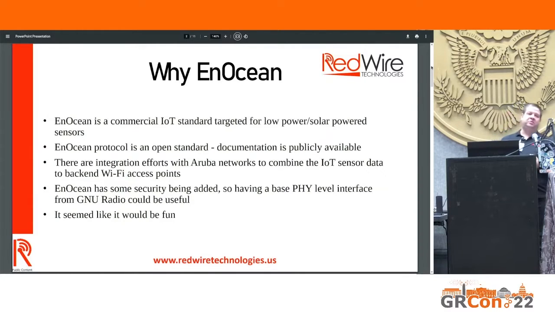The other nice thing is it's a commercially available and open standard. All the documents for it are available publicly. You don't have to log in or create NDAs. And from a security standpoint, they're adding security into this. Like I said, I found it unsecured in a hotel. Having a PHY layer implementation in GNU Radio could be fun to play with. And more importantly, I felt like it would be a fun thing to do. I was just looking for something fun.